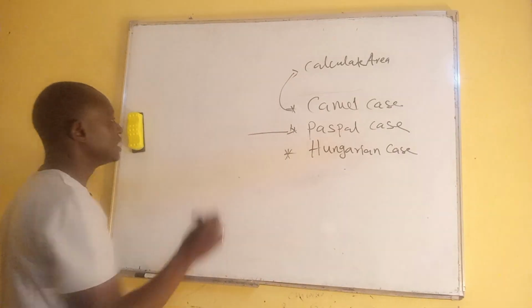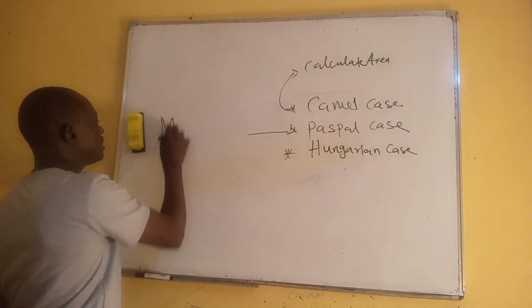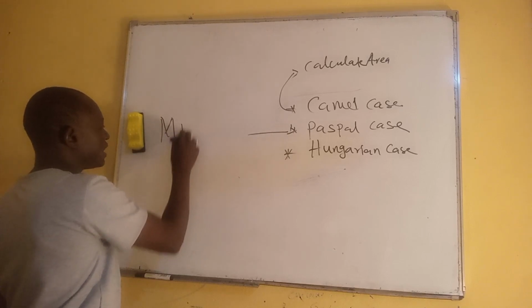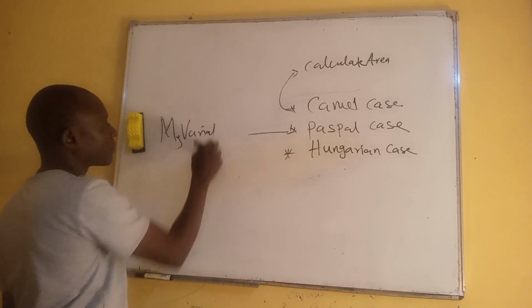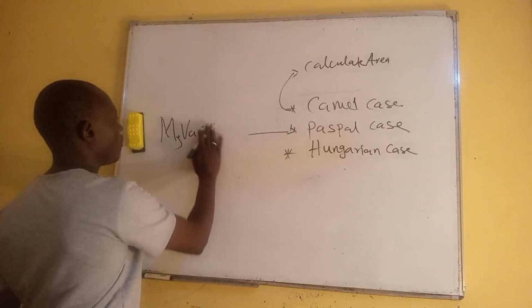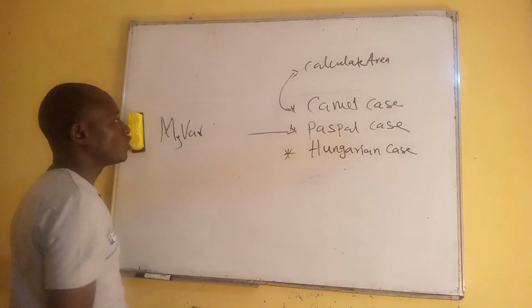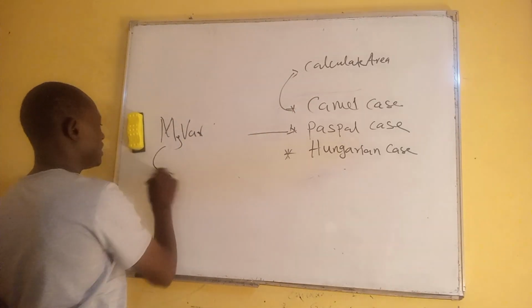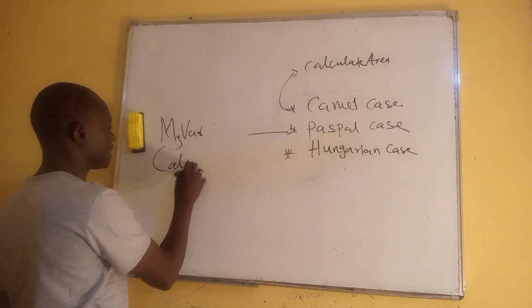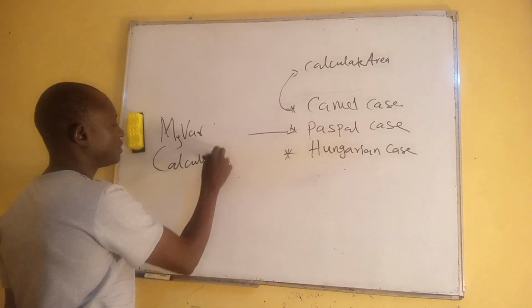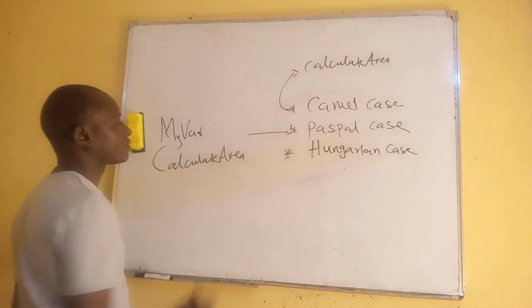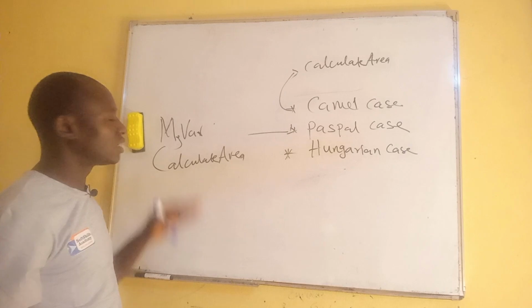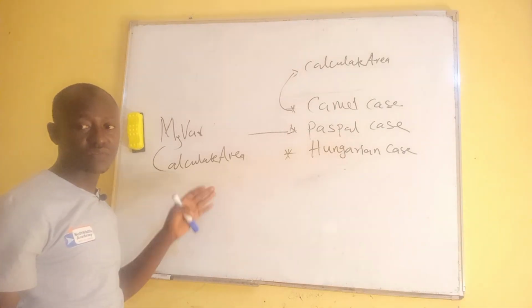When we talk about Pascal case, it means the initial letter will be capital, and the next word will also be capital. Are we together? For example, if it is calculate area, you have a capital C, then a capital A. This is a Pascal case example.